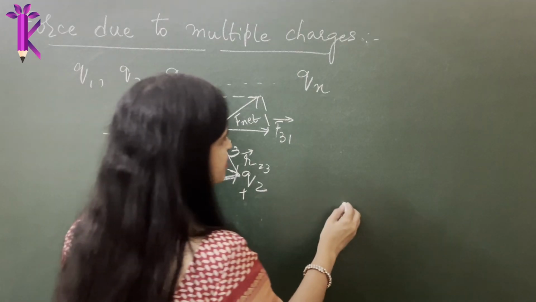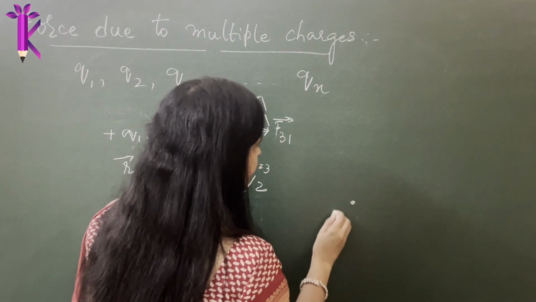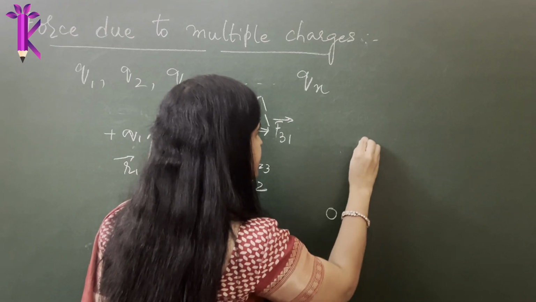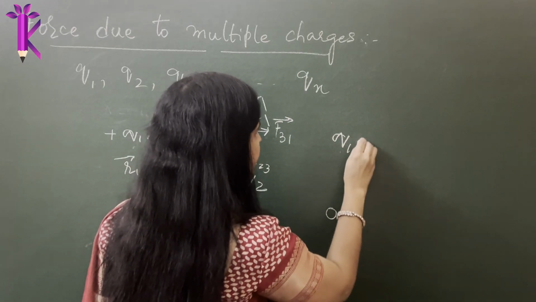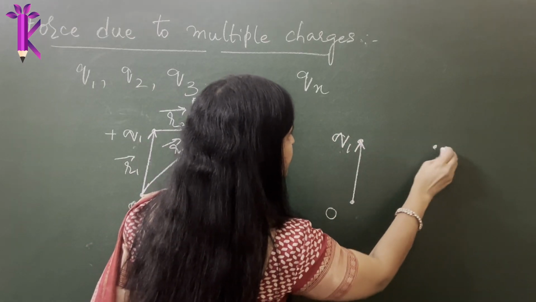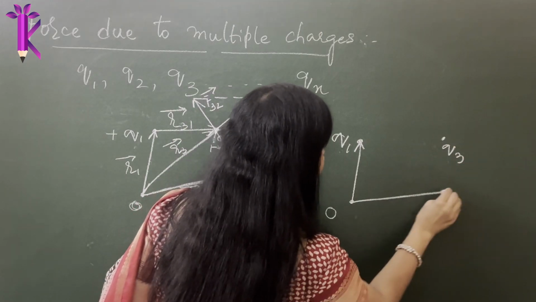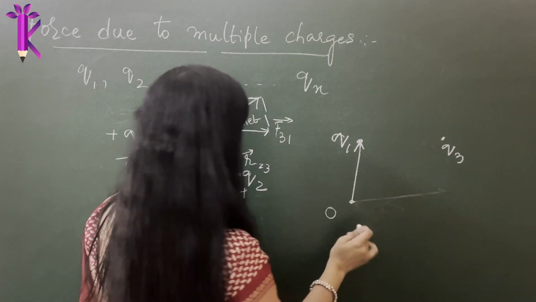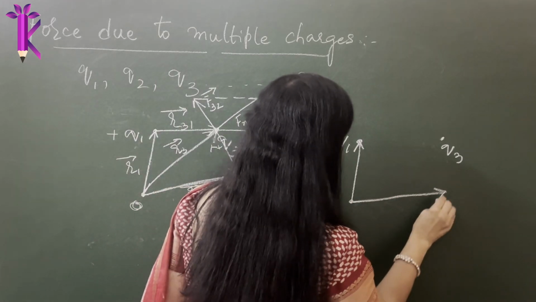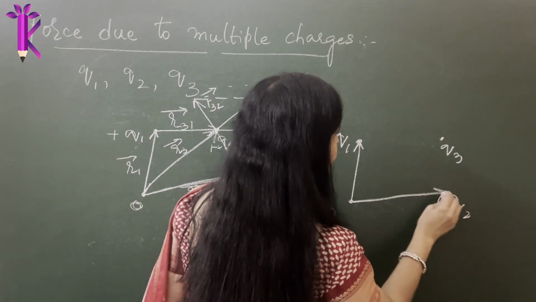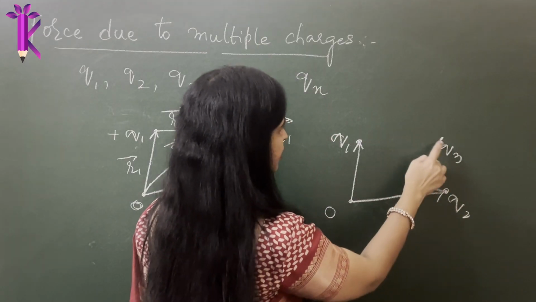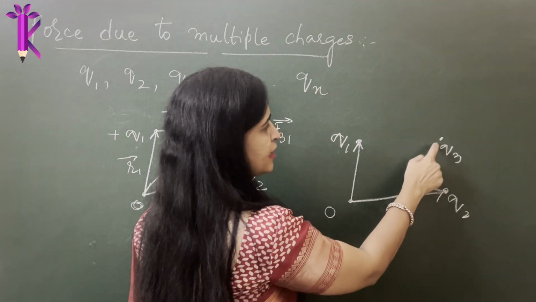If that is not clear, I will write it here again in a bigger sense. So this is charge Q1. There is another charge Q2 here. Let's write it here. This is Q3. And here is another charge Q2. These two charges are acting, and you have to find the net force on Q3.